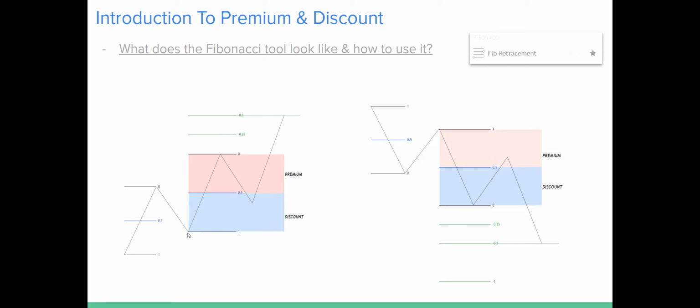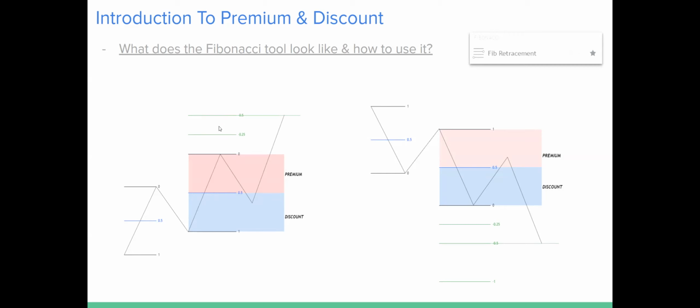So on the Fibonacci tool, you're going to have a bunch of different levels. So this is 1, this is equilibrium, 0.5, and then 0. So when you use the tool, you take 1 to 0 to mark out your dealing range. And these are negative extensions.